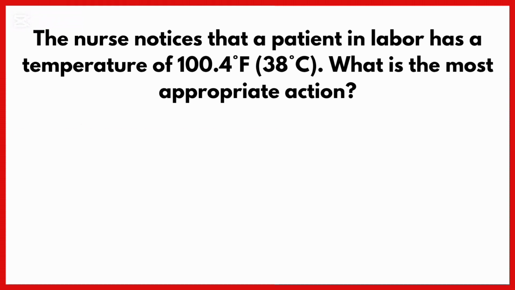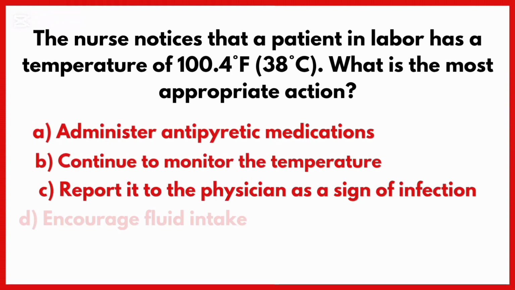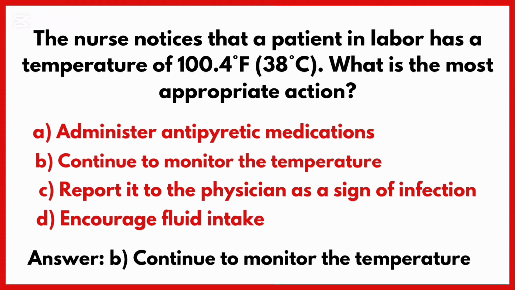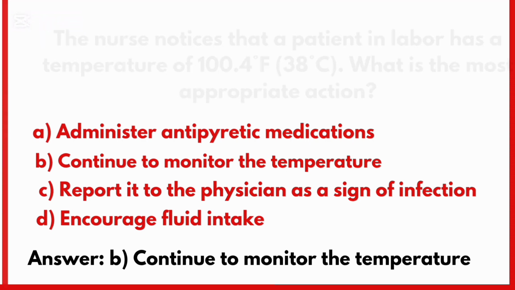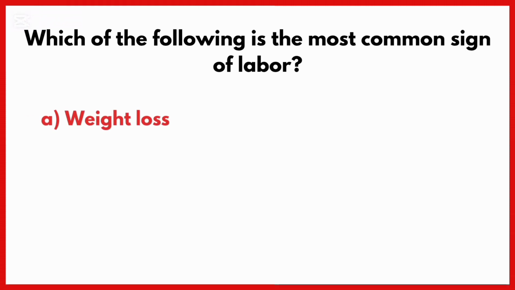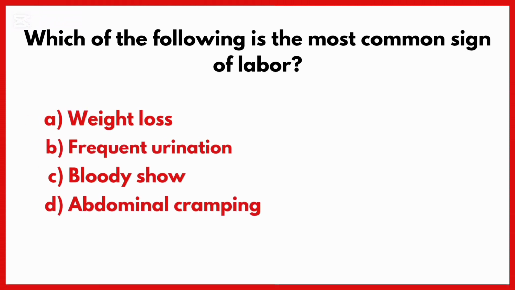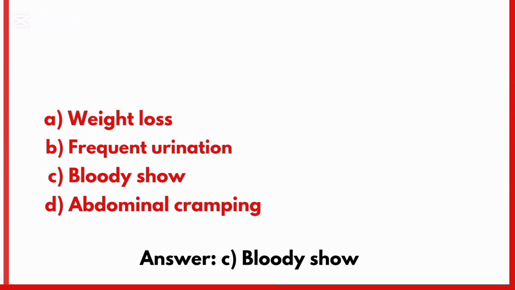The nurse noticed that a patient in labor has a temperature of 100.4 Fahrenheit. What is the most appropriate action? Correct answer is option B, continue to monitor the temperature. Which of the following is the most common sign of labor? Correct answer is option C, bloody show.